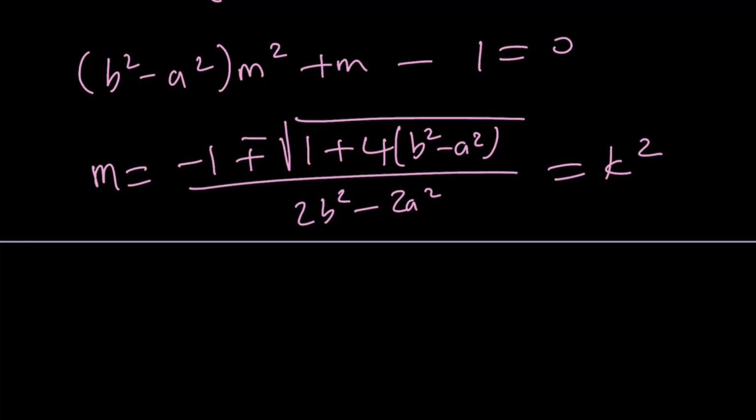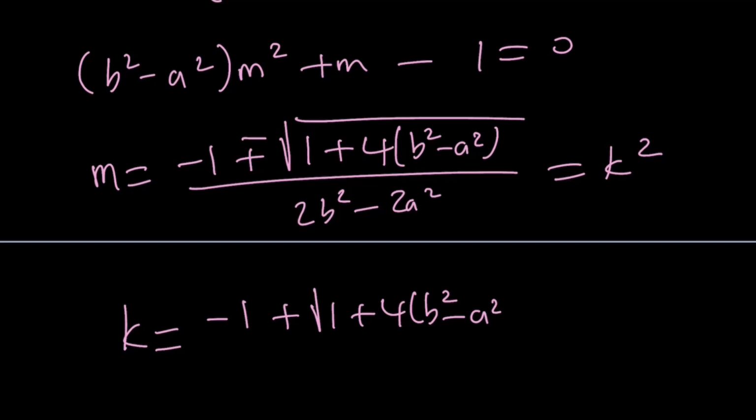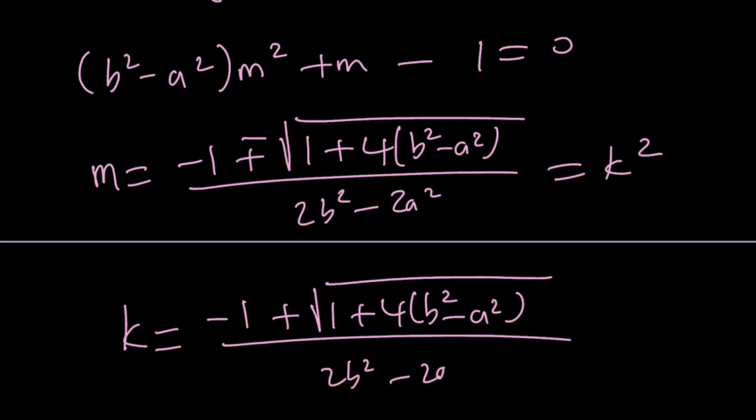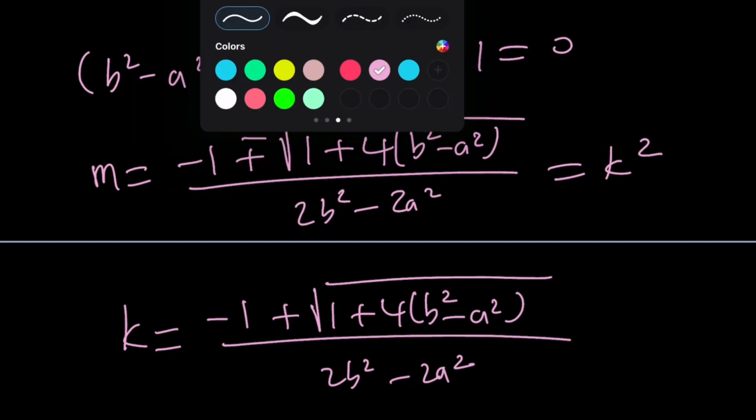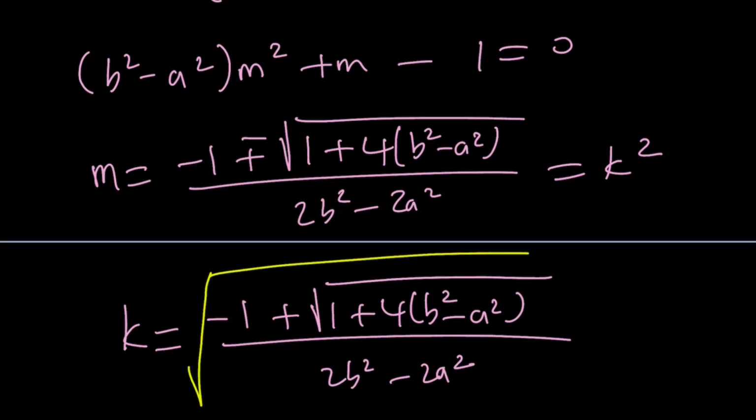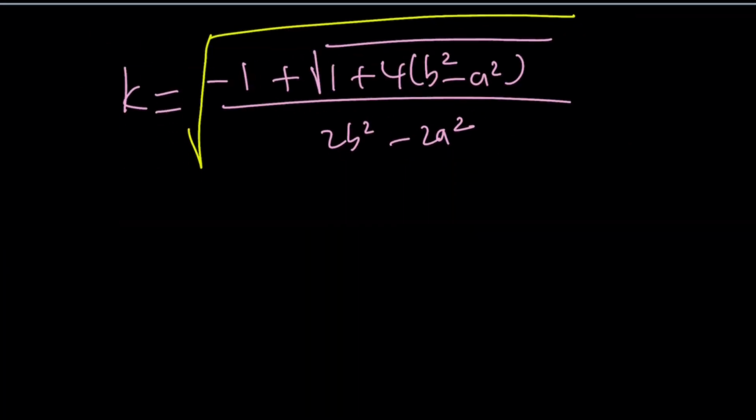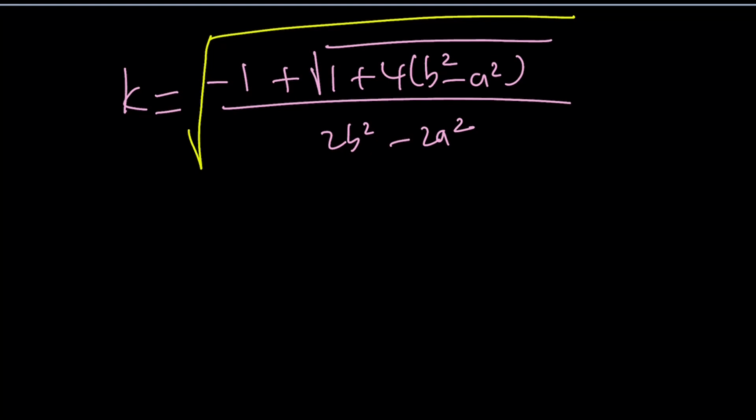So to find k, you're going to have to square root both sides. But let's go ahead and take the positive square roots. Let's just go with this to keep things simple. The other roots are pretty much similar to this. So what I'm going to do next is square root both sides. Of course, I do need to square root this to find the k value because k is the square root of m. Make sense? So this is the k value. Do you like it? I hope you do.